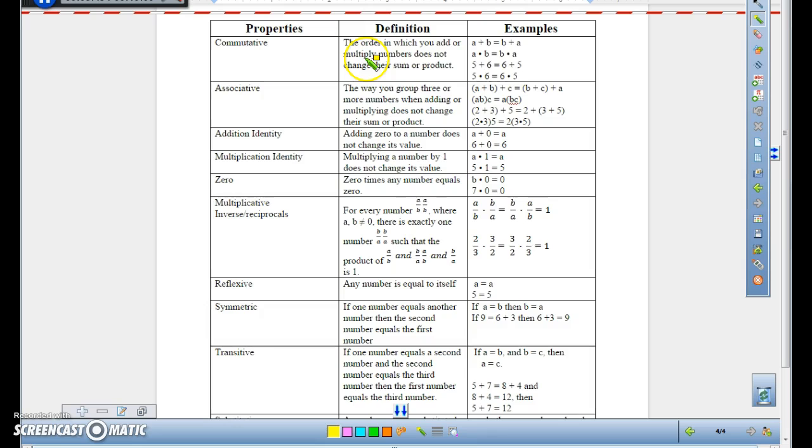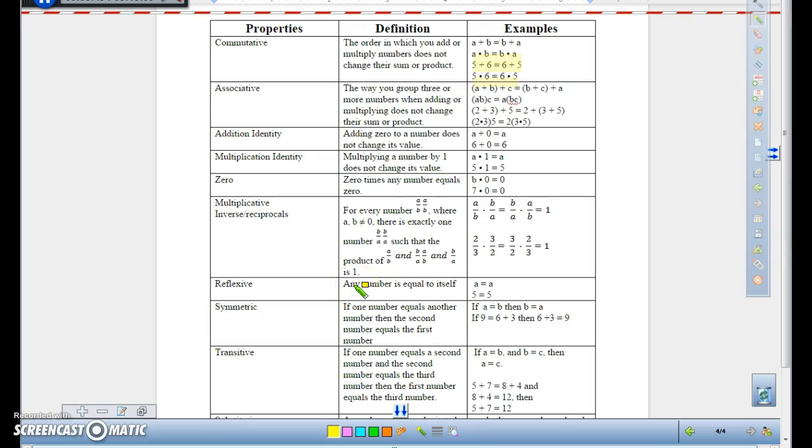Commutative property. Commutative property means if you're adding them, it doesn't matter in which order you add them. So it can be 5 plus 6, like so, or 6 plus 5. Commutative is also for multiplication. You can do A times B, B times A. It doesn't matter, you'll get the same answer. 5 times 6 is going to be the same thing as 6 times 5.